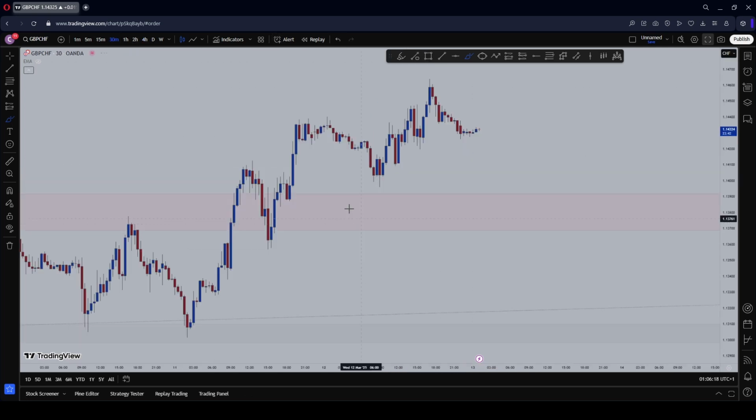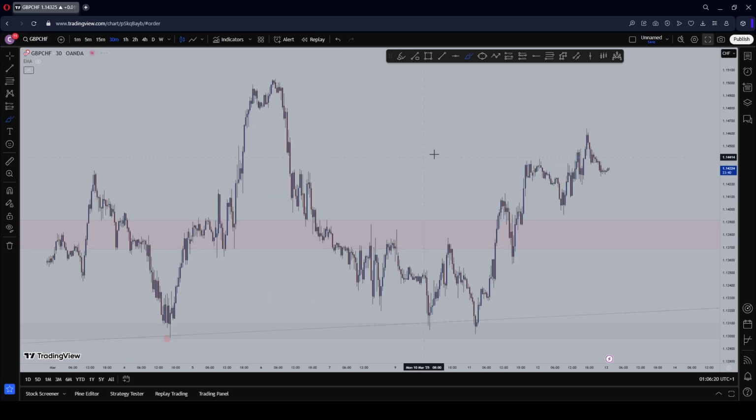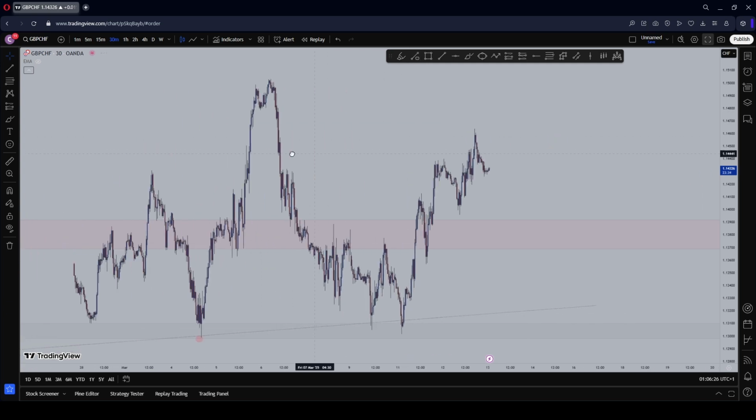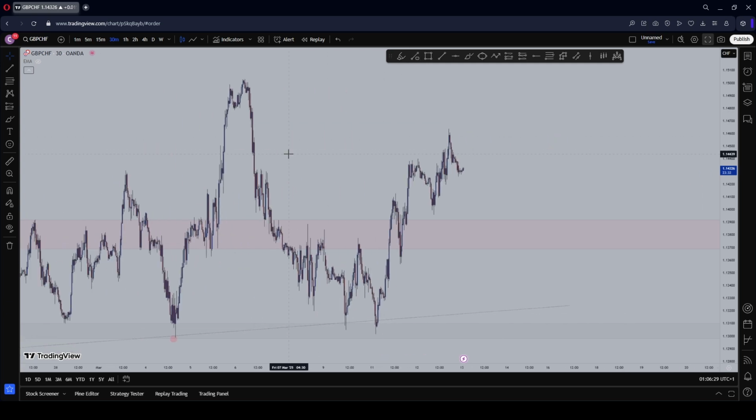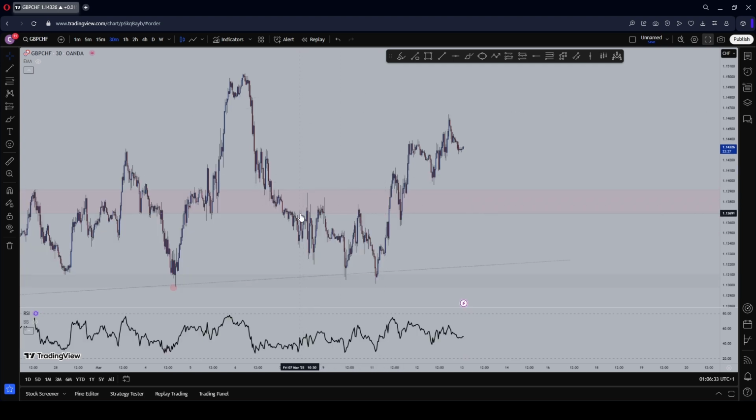So what happens is I went down to the 30 minutes time frame, and that was where I began to make the first analysis concerning this trade. What I saw was also a divergence forming here.